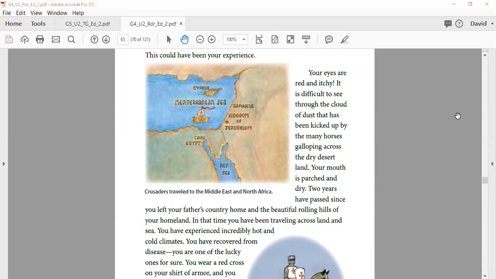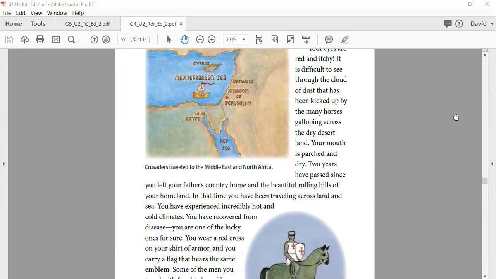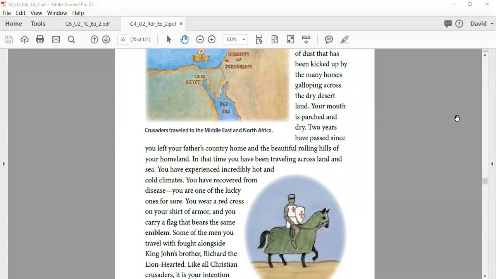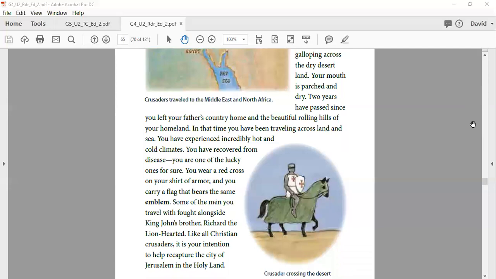Two years have passed since you left your father's country home in the beautiful rolling hills of your homeland. In that time, you have been traveling across land and sea. You have experienced incredibly hot and cold climates. You have recovered from diseases. You're one of the lucky ones for sure. You wear a red cross on your shirt of armor, and you carry a flag that bears the same emblem.